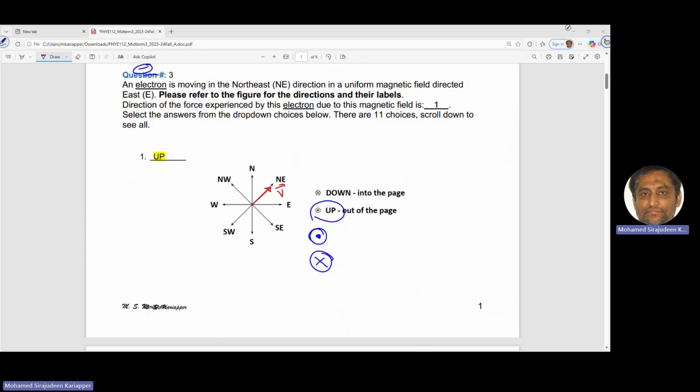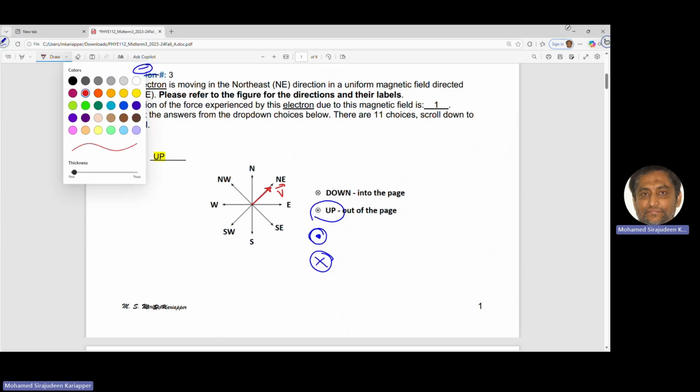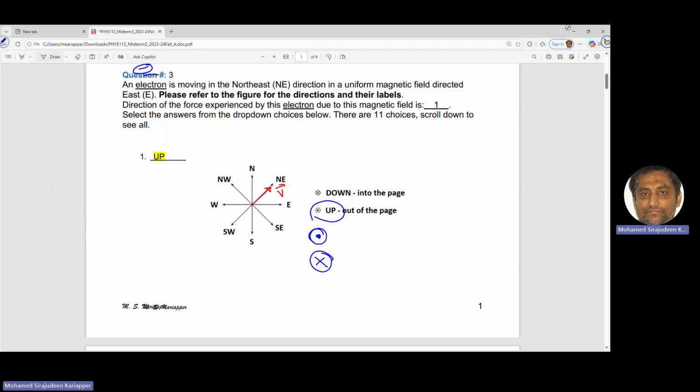Okay. Now, that is the velocity, and he says this is moving in a uniform magnetic field directed east. So we have a magnetic field. Let me use green for the magnetic field. The direction of the magnetic field is east.